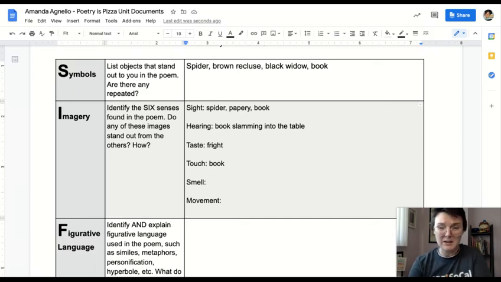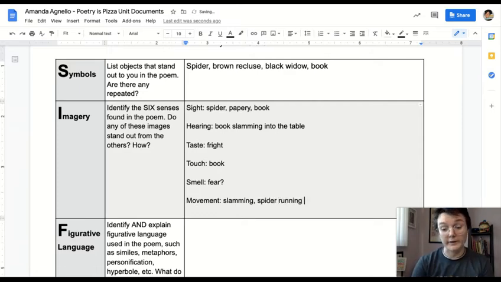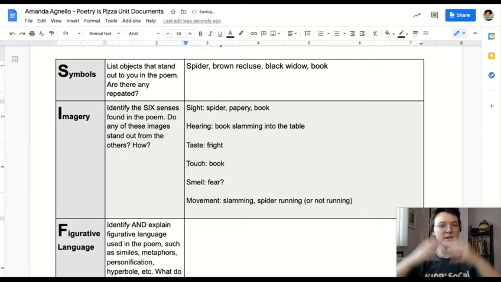I guess I could be smelling fear again. I'm going to put a question mark because maybe there isn't a strong smell. What about movement, though? There's a lot of movement in this poem. There's the book slamming, there's the spider running or not running. What you're doing here is simply generating a list of words.